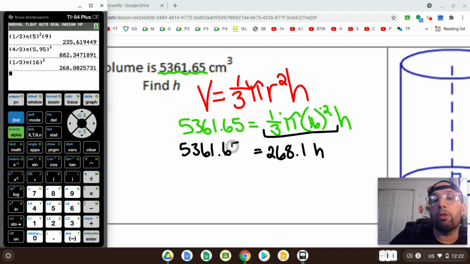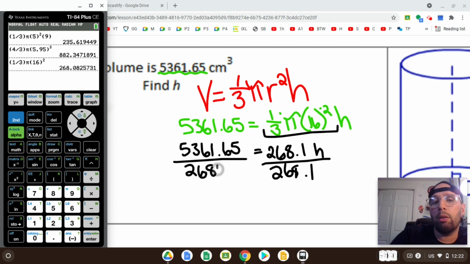That's going to equal 5,361.65. Is h all by itself? No. What's in the way? This 268.1 is being multiplied to h. So I'm going to divide both sides by 268.1.